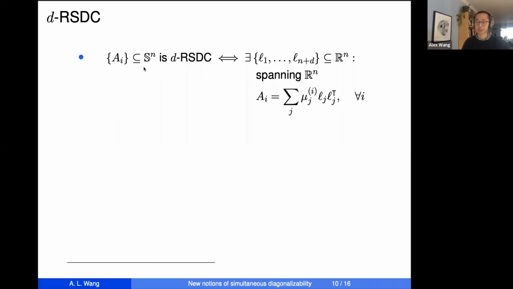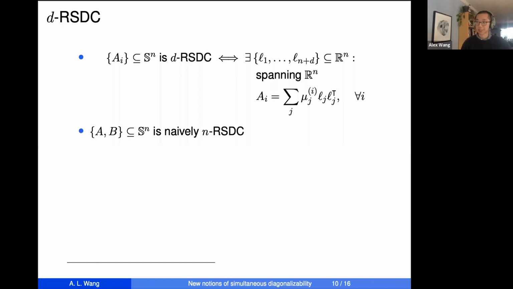A set of matrices is d-RSDC if and only if I can find these n plus d vectors in R^n. Now, it doesn't really make sense to require this set of vectors to be a basis. This is never going to hold if d is greater than or equal to 1. But I can still require that they span R^n. And what I want of this set of spanning vectors is that each A_i matrix needs to be a linear combination of the outer products, l_j l_j transpose. So other than this plus d and this basis to spanning, this is the original SDC definition.